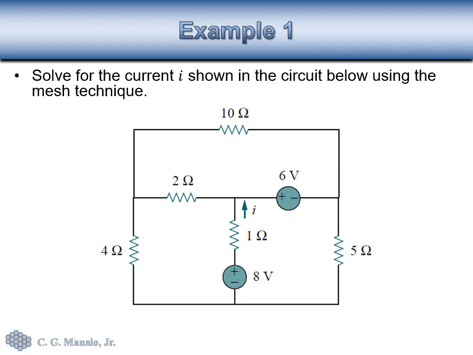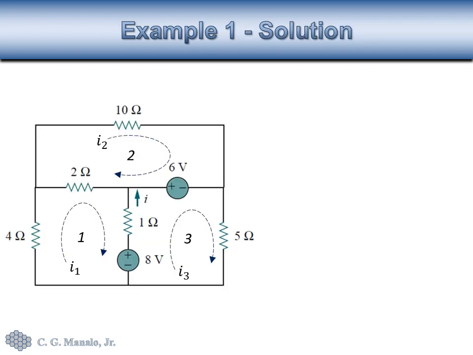Let's proceed with some examples to further illustrate the mesh analysis. In this example, we have a network and we are required to solve for the current I, that is the current that passes through the 1 ohm going in the upward direction. To solve this using mesh analysis, first we identify the loops, the small loops. Here we have loops 1, 2, and 3. And then we assign loop currents.